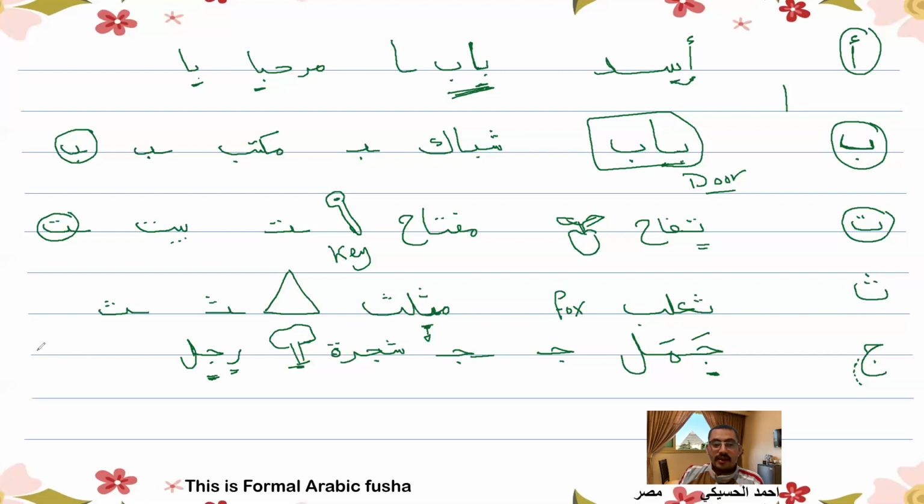As ice or snow. Snow is ثلج. ثلج. Here you notice that Jim, as it's isolated and joined, is like this.